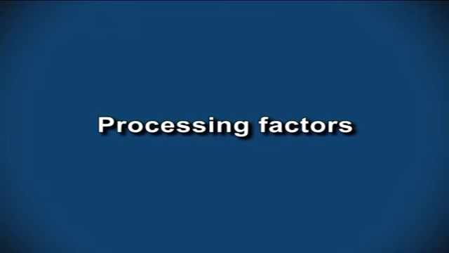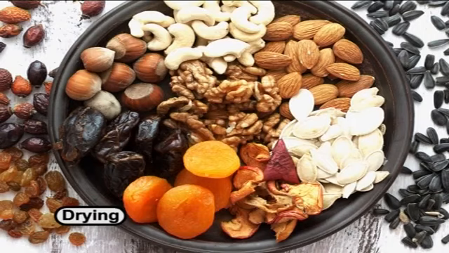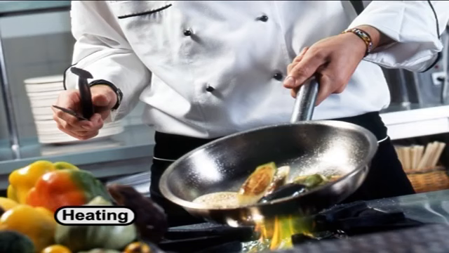Processing factors. The food processing methods like freezing, cooling, drying and heating etc. hamper the growth of microorganisms. These methods either remove free water from the cells or cause damage to cell membranes.